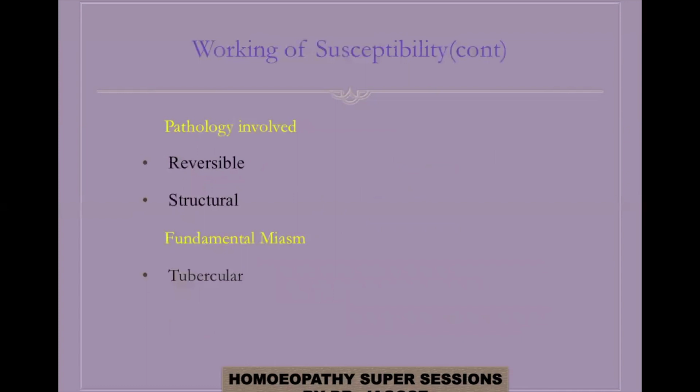Then pathology involved. If you see the investigations, you would know that it is a reversible pathology and also structural pathology. Fundamental miasm from the family history is tubercular in nature. Sensitivity on the mental level is high, on the physical level also is high, because as you can see, we have got a good number of mental symptoms which are characteristic, and also on the physical level, we have got a good number of symptoms which are characteristic.